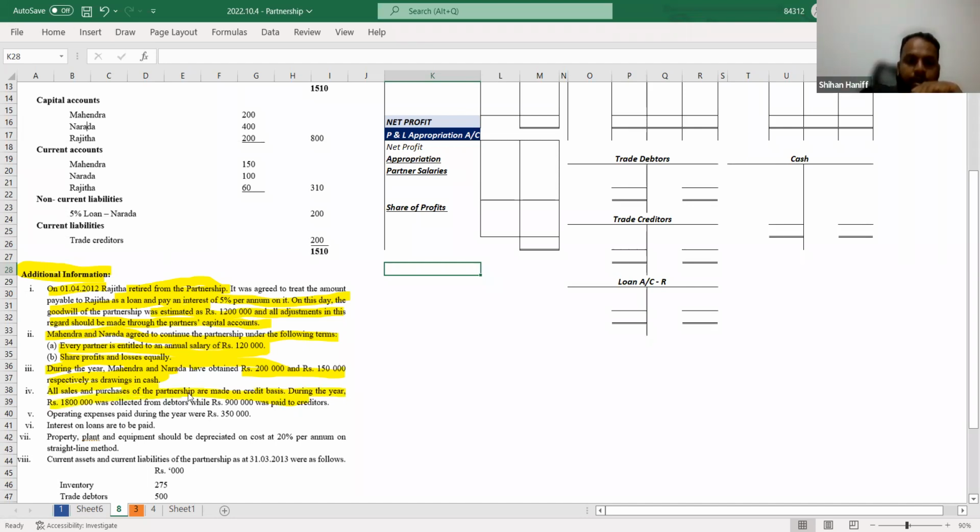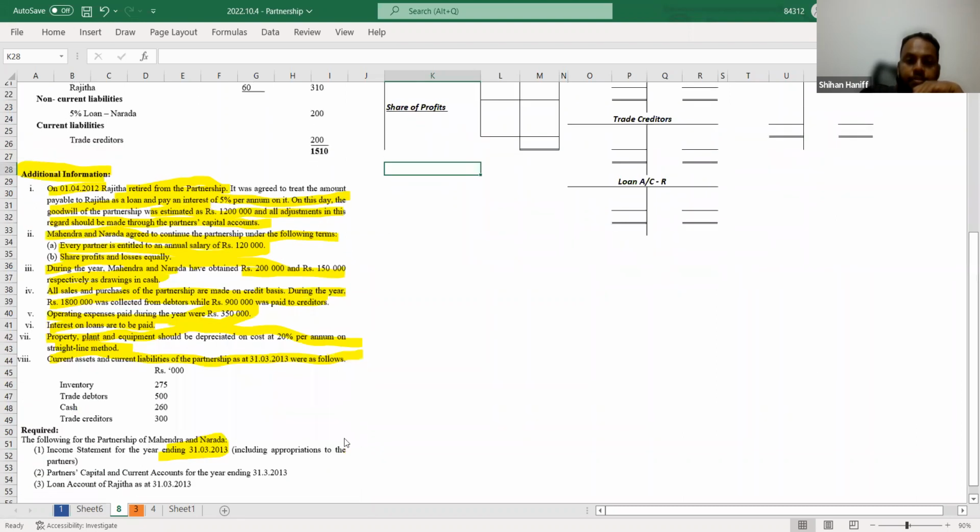1.8 million was collected from debtors, while 900,000 was paid to creditors. Operating expenses 350,000. Interest on loan is to be paid, that means not yet paid. PPE should be depreciated at 20% on straight line. Current assets and current liabilities at the end: inventory, receivable, debtors, cash, creditors.